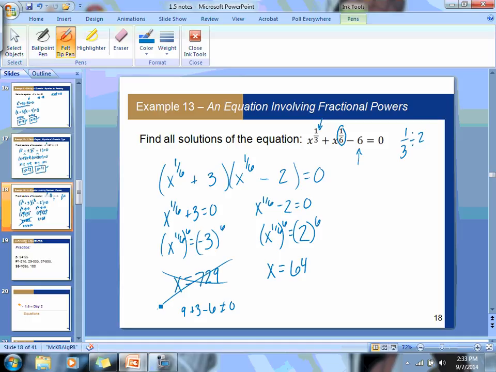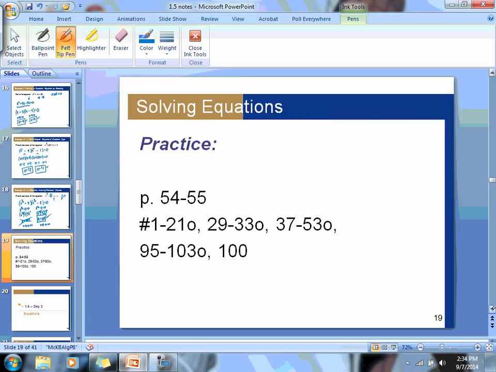When I substitute in 64, though, 64 to the 1/3 power is 4. And 64 to the 1/6 power is 2. 4 plus 2 is 6. Minus 6 is definitely 0. So yes, this is an answer. So like I said earlier, be careful. Check your answers. Don't just circle both of them and walk away. You need to actually take a moment and substitute them back in and check them.